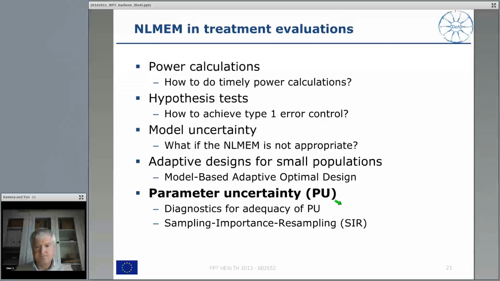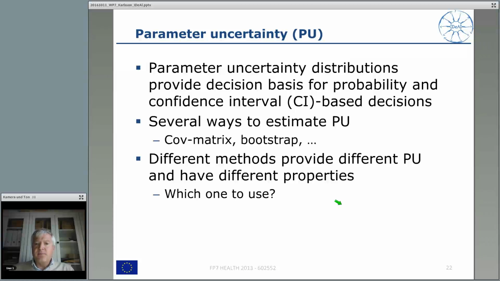Which brings me to the final part of this presentation, which is the parameter uncertainty aspect. When it comes to the parameter uncertainty, these are providing the decision basis, both when the parameter uncertainty distribution is the metric of interest, but also any other derived aspect based on, for example, confidence intervals. And we have several ways to estimate the parameter uncertainty in nonlinear mixed effects models. The two most commonly used are the covariance matrix and the nonparametric bootstrap.